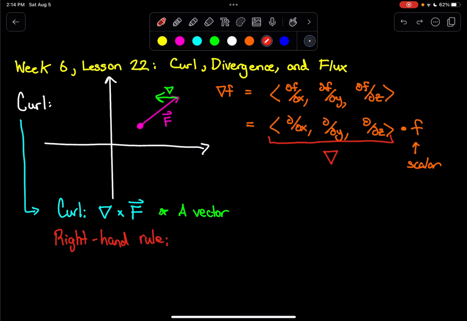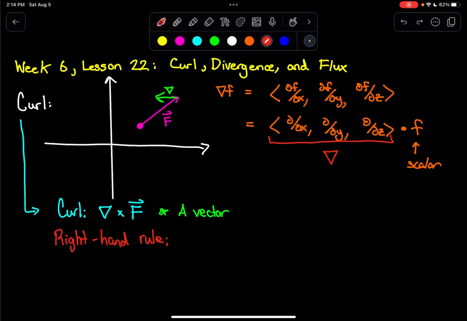The idea is that you're going to take your right hand, you're going to put your pointer finger, your index finger, and point it in the direction of the first vector, so the del vector here. Then next, you're going to point the second one, maybe I should have drawn this the other way, but here we go.